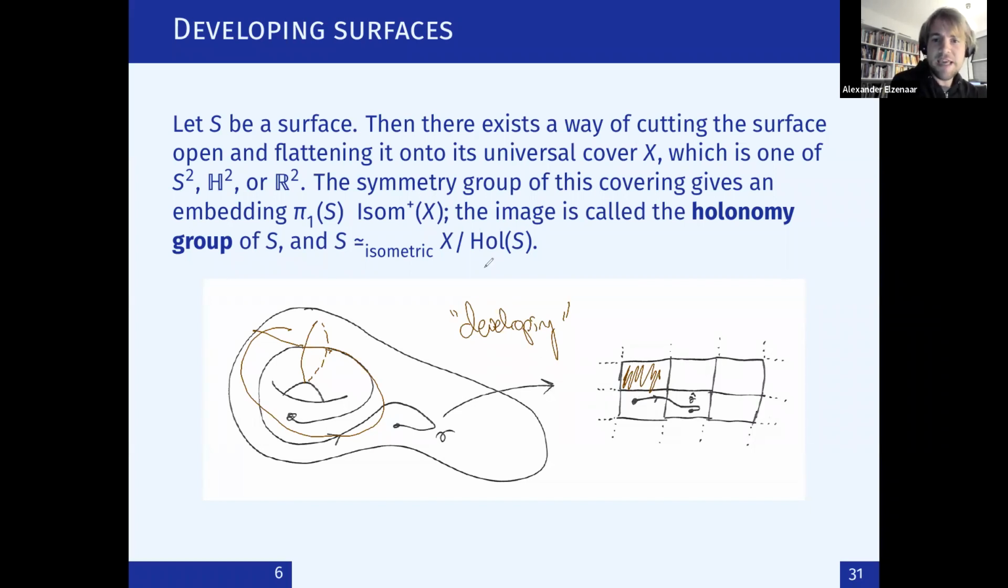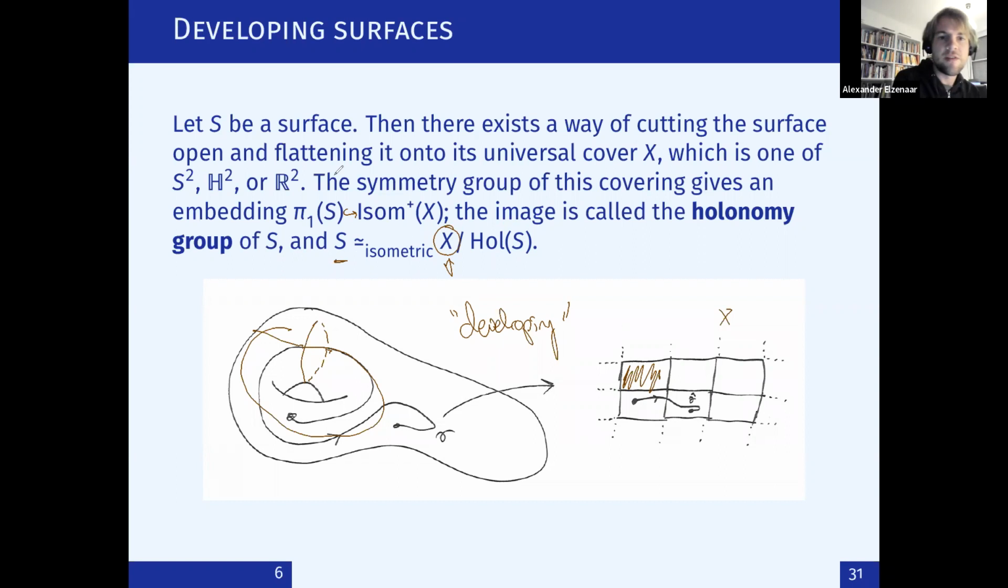And when we keep track of the geometry of the covering map, which is going to be the fundamental group of the surface, isomorphic to the fundamental group of the surface, when we keep track of the embedding which this development process gives us in the group of isometries of the upper space, X, then this embedding gives us what's called the holonomy group of S. And the surface that we started with is isometric to the geometric space X, which we've developed onto. And this is given by the geometry intrinsic to the surface.